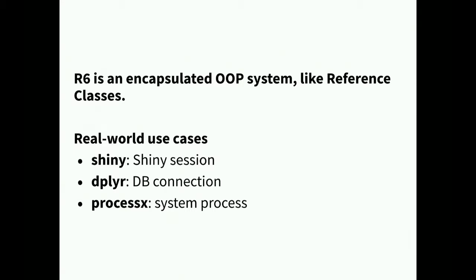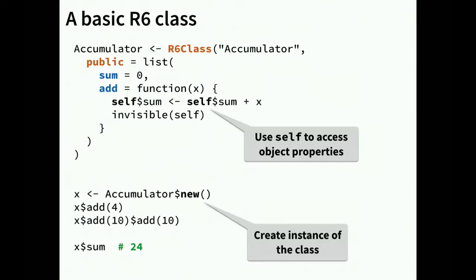In dplyr, R6 objects are used to represent database connections. And in this package, a relatively new package called ProcessX by Gabor Zardi, R6 objects are used to represent system processes. So in this case, these are all sort of things that have connections to things that are outside of R. And this is one very common use case for encapsulated object-oriented programming.